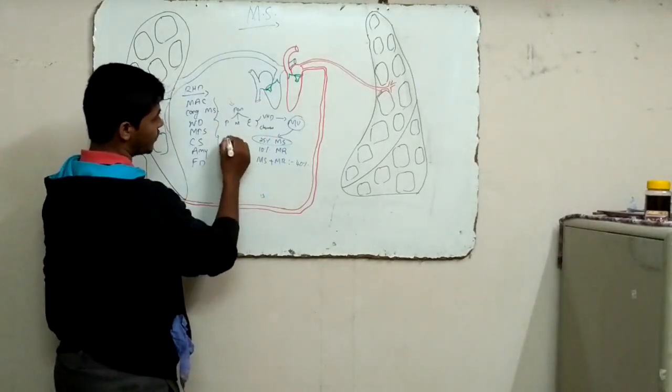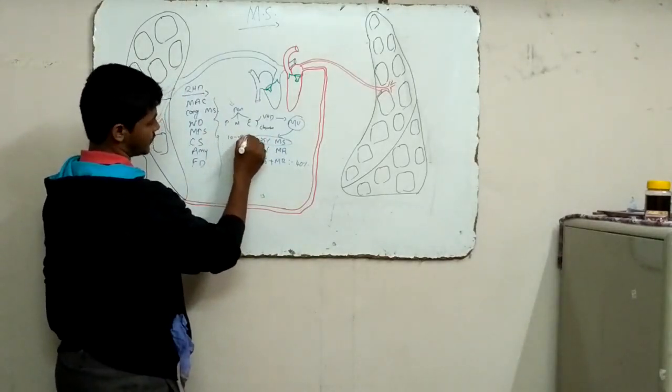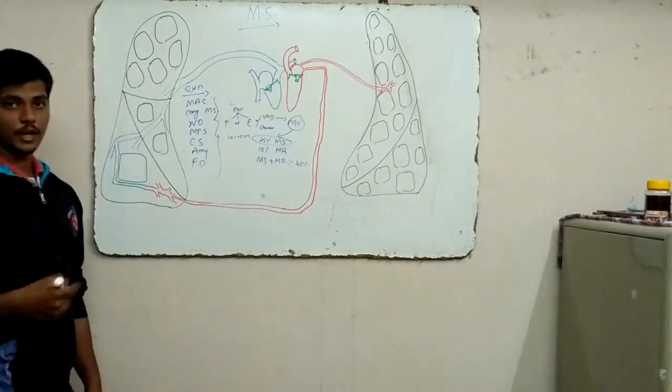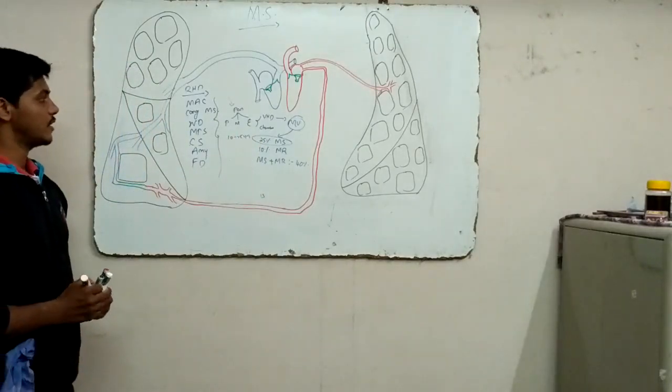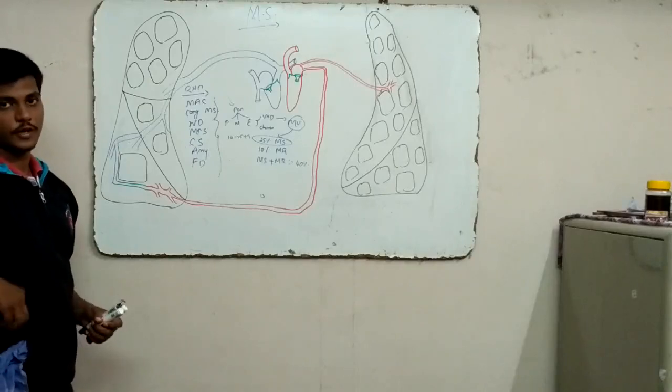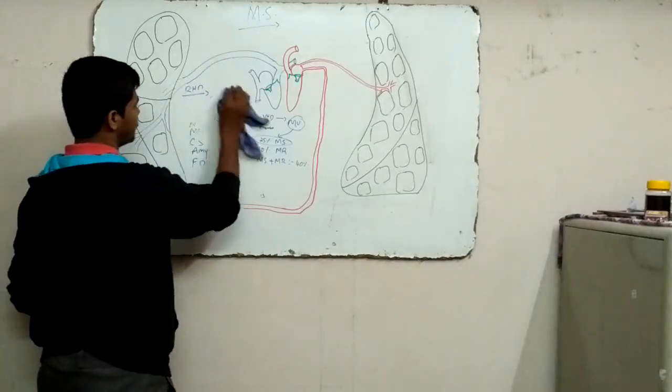This is more common but takes 10 to 15 years. Regurgitation is less common but occurs earlier. And if mitral stenosis occurs at less than 18 years of age, it is called juvenile mitral stenosis.